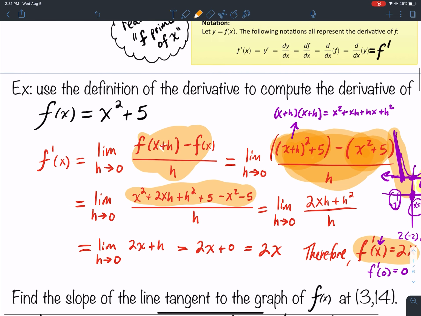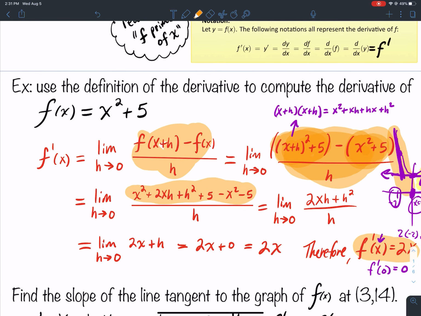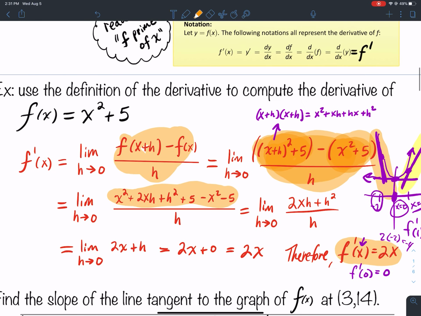In the next video, we're going to talk about how to do the slope of the tangent line. So we're going to continue with this example.